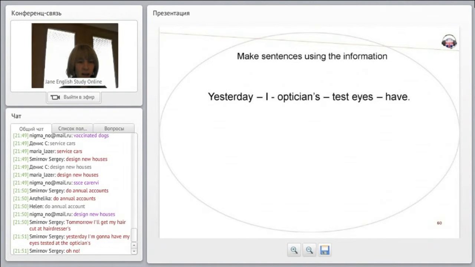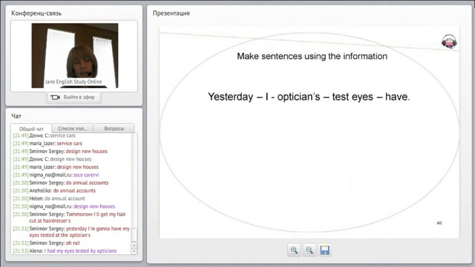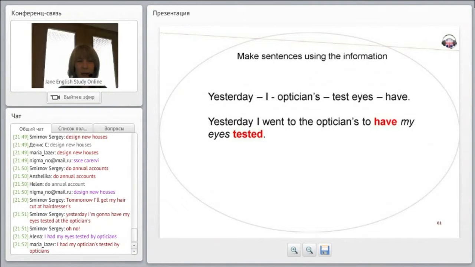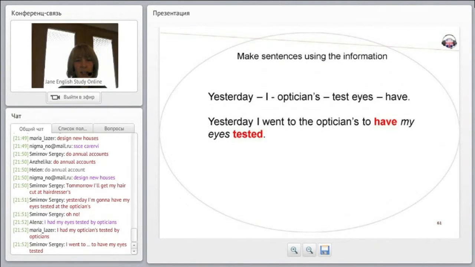Yesterday, I, remember it's past. Let me give you a clue. Yesterday, I went. Yesterday, I had my eyes tested by the optician. Let me show you another example. What they're trying to get you to talk about is going to the place to have something done. Okay, so we can just try this structure. I went to the optician's to have my eyes tested.